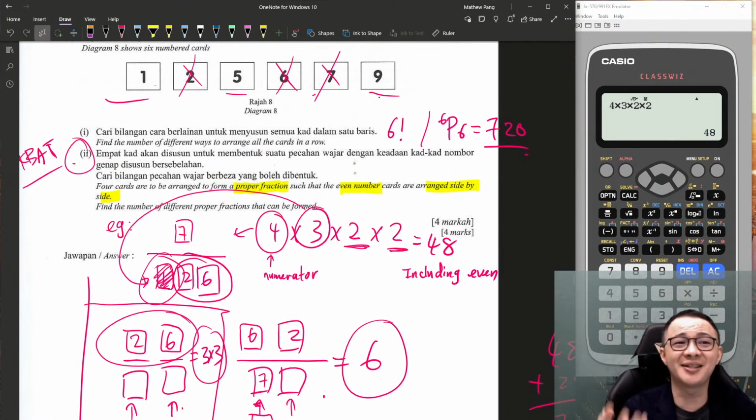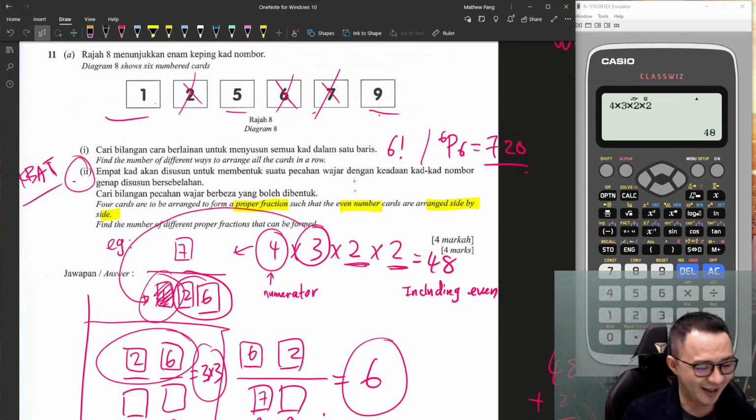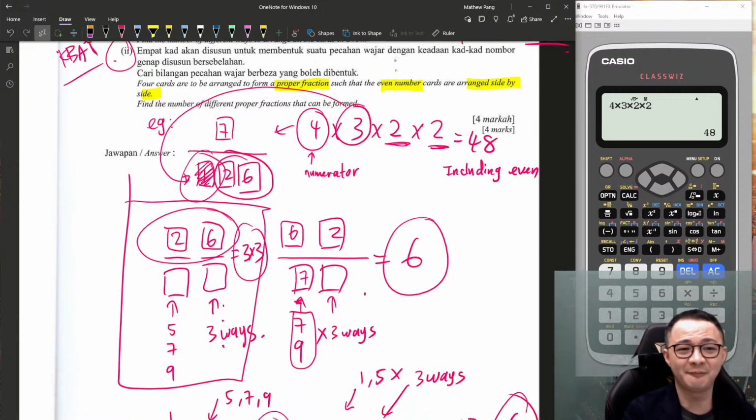It's the first time I actually used permutations in a fraction. I mean, I formed the fraction like this. So yeah, I like SPM to be so creative.